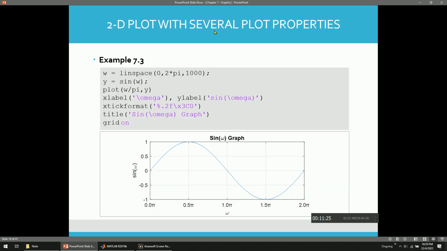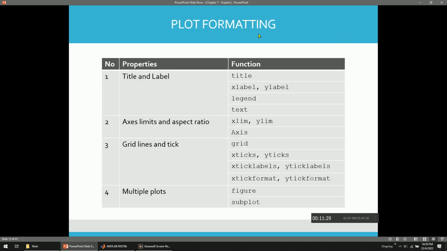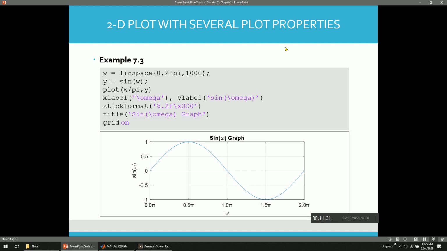So, 2D plot with several properties. I will show you first how to use plot formatting. You can see here, W is equal to linspace from 0 to 2 pi with 1000 points, and Y is equal to sine W. Make sure you know that W is in radians.